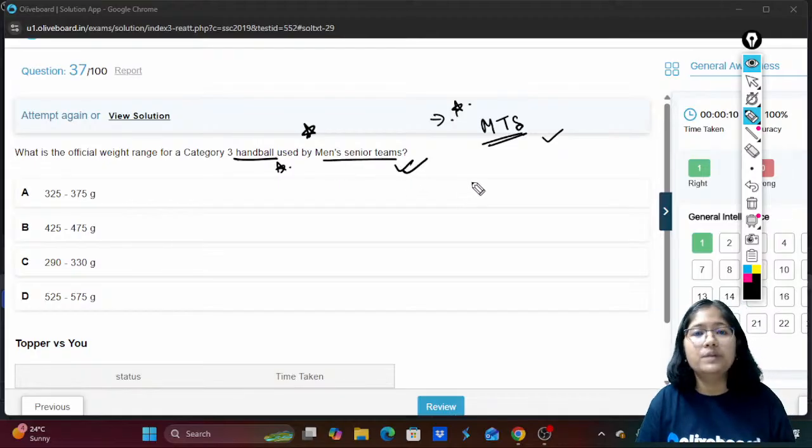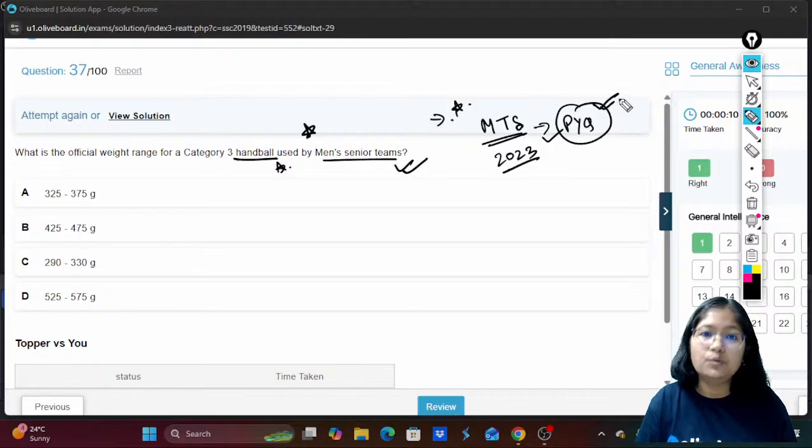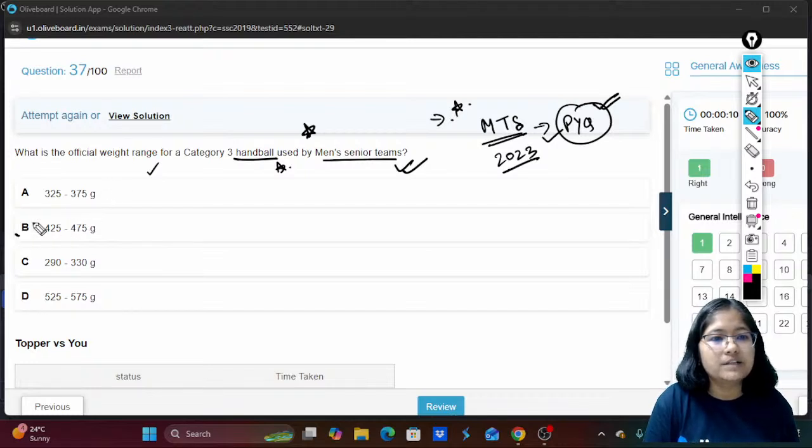it is different. For women, the ball is lighter. So that much detailing we generally do not go into. But once a question is asked, it is already asked in MTS 2023. So once it is a PYQ, after that such questions you have to remember that, okay, the weight of this particular ball is 425 to 475 gram.